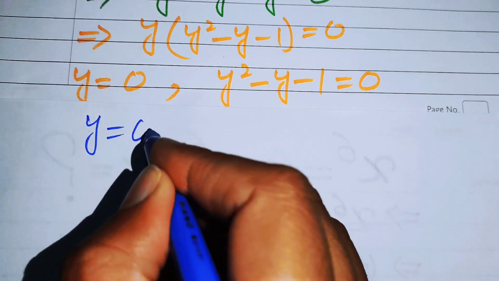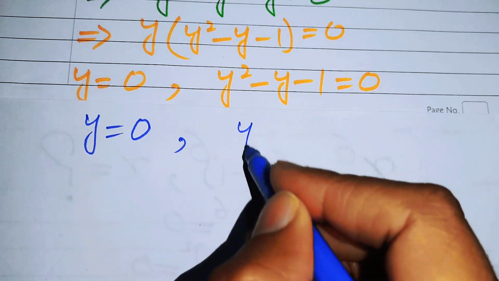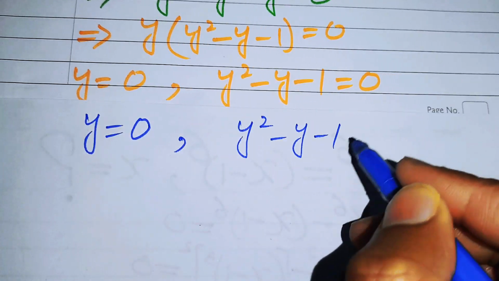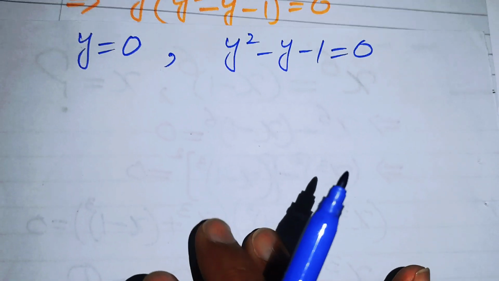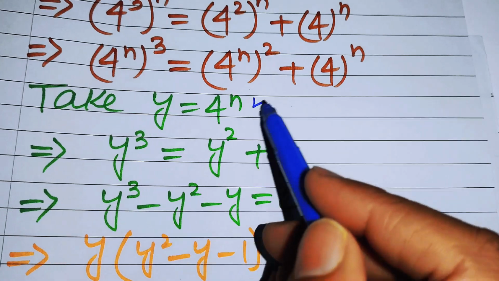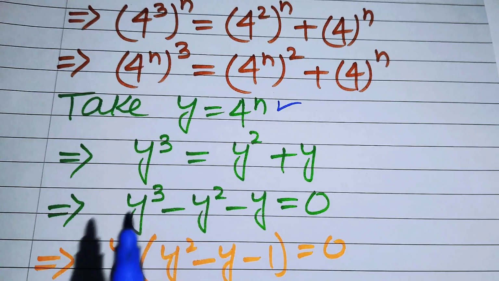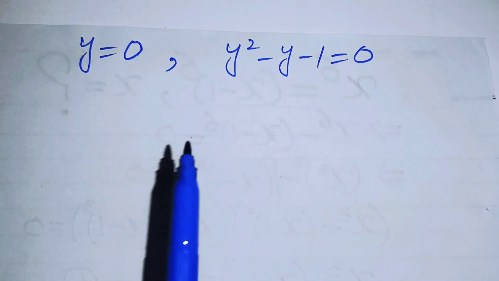So our case number 1 is y equals 0, and case number 2 is y squared minus y minus 1 equals 0. Now we back substitute the value of y. Here you see that the value of y is 4 to the power of n, so we back substitute the value of y in both cases.